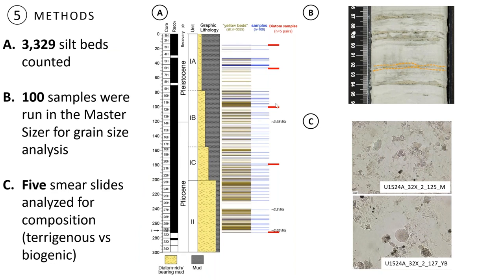So the methods that we used were actually counting each one of these beds along the core. We counted over 3,000 of the silt beds. We took 100 samples from these beds that are shown here in the blue color. And we took some smear slides to analyze the composition, which we already had the idea was diatom rich at the bottom. But as we got closer to the Pleistocene, the heterogeneous fraction was way larger.